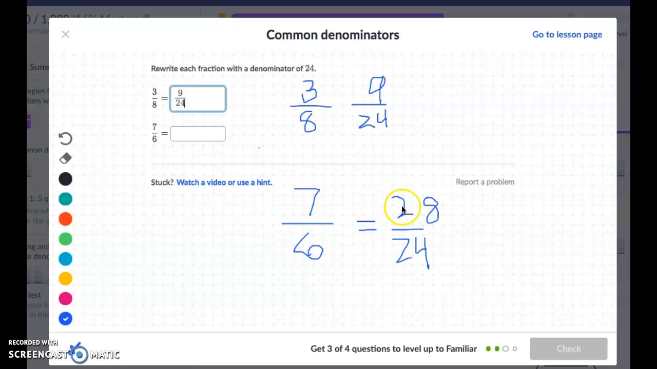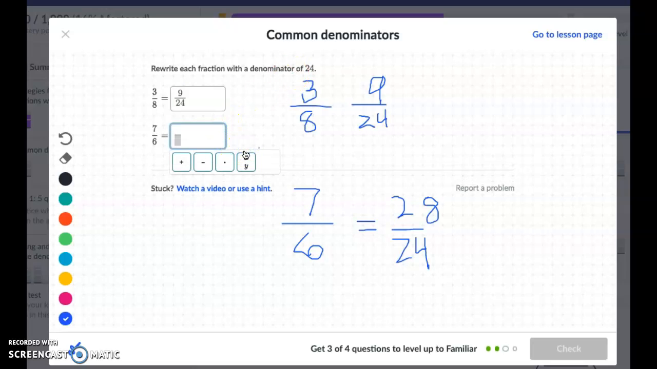Okay, and they want it as a denominator of 24. So some of you that might remember fractions might say, well, wait a minute, we're not supposed to have a larger number on top. And you're correct, except that they told you they want it to have a denominator of 24. So I'm going to go ahead and write 28 over 24.